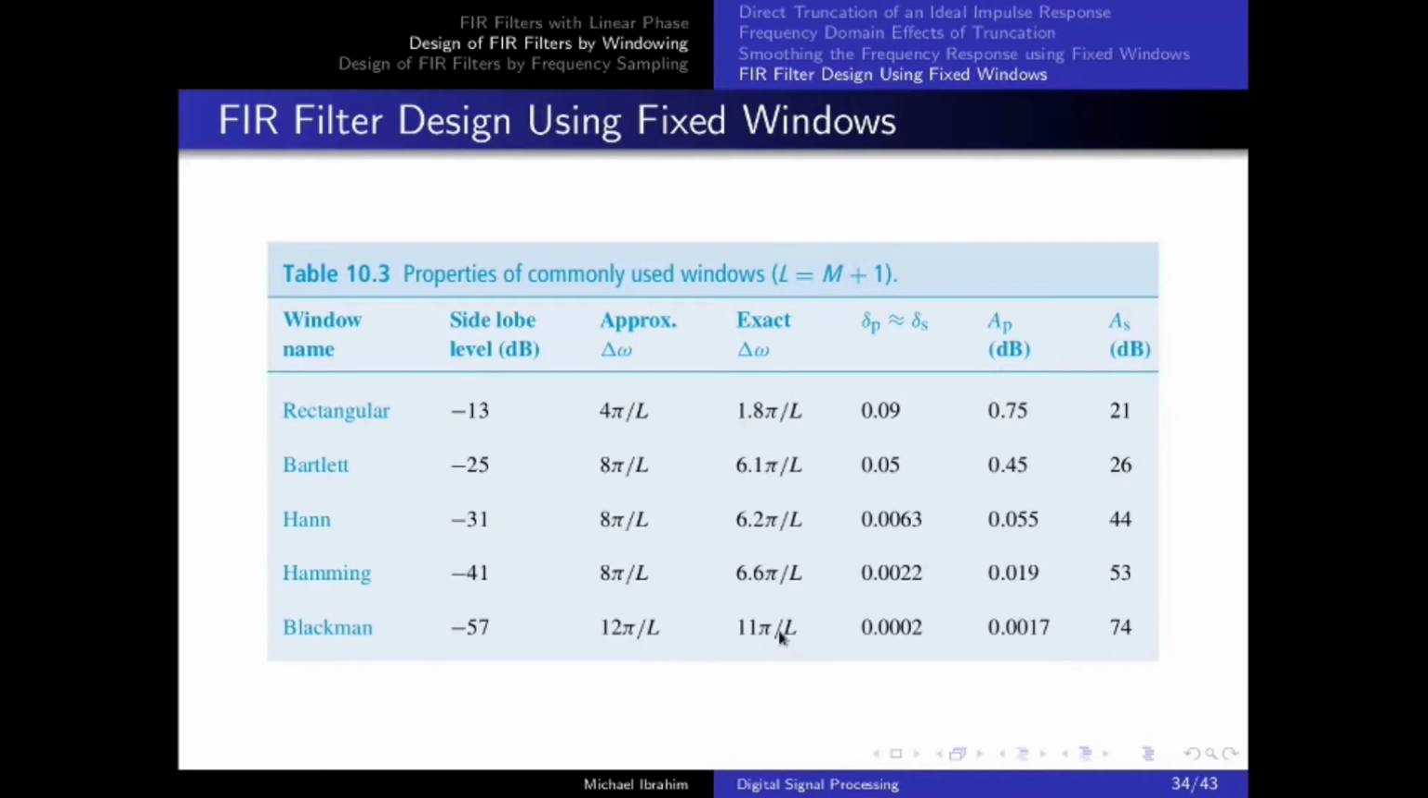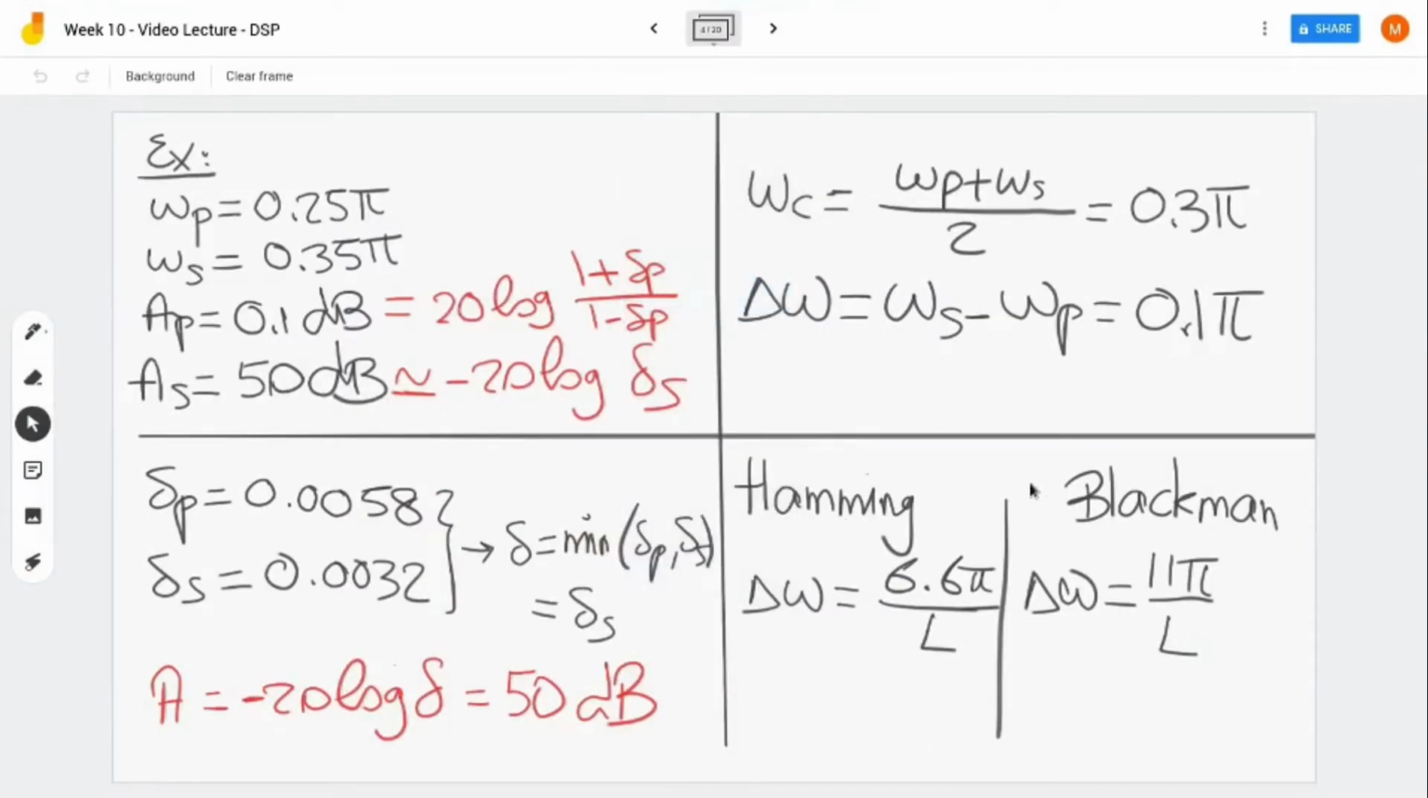So, going back to our whiteboard over here, these two windows, the Hamming and Blackman, will satisfy the 50 decibel requirement. And now, since we have delta omega equal to 0.1 pi, if you put 0.1 pi equal to 6.6 pi over L, in this case, for a Hamming window, you will get a filter of length 66. Whereas for a Blackman, you will get a filter of length 110.